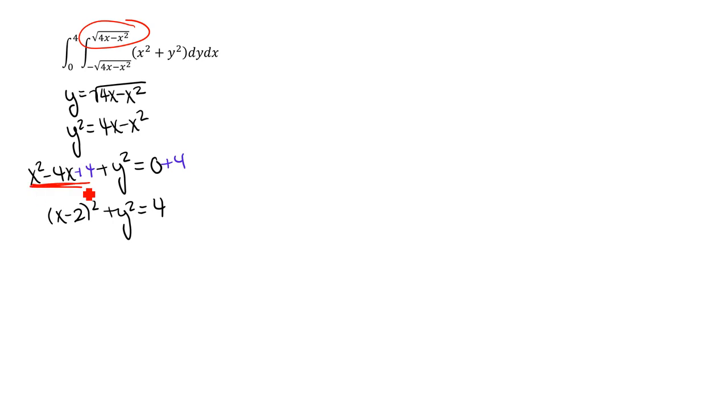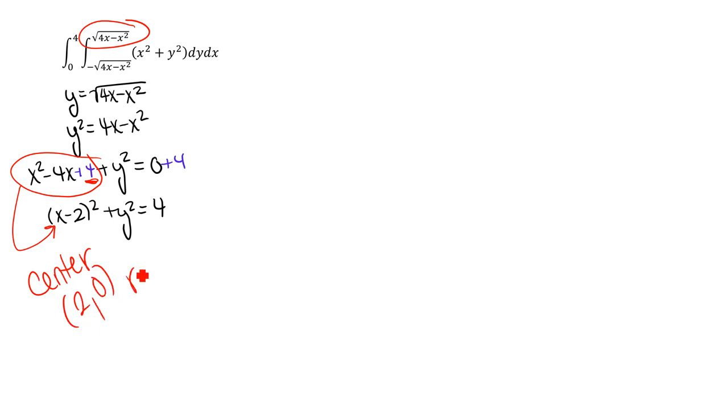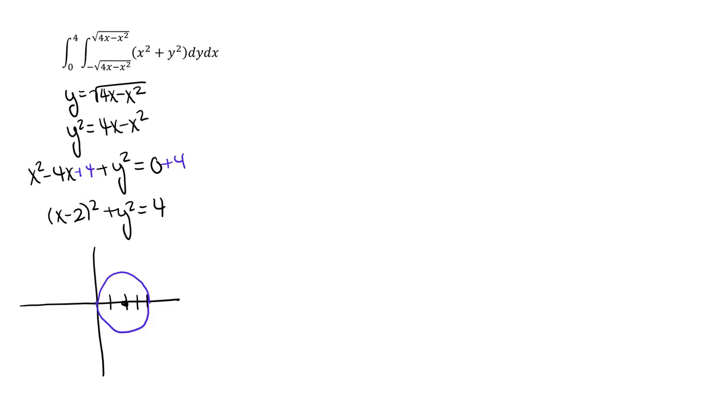So I just looked at the x squared minus 4x. Half of 4 is 2. 2 squared is 4. So I added 4 to both sides. And that allowed me to write x squared minus 4x plus 4 as (x minus 2) squared. And then I have plus y squared equals 4. And so now I can see I have a circle that's centered at the point (2, 0), and it has a radius of 2 because 2 squared is 4.